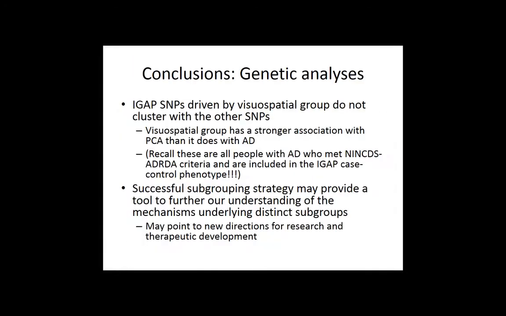So IGAP SNPs driven by the visual spatial group do not seem to cluster with the other SNPs. This visual spatial group has a stronger association with PCA than it does with AD. And this is the point I was just making. They're included in the IGAP case control phenotype. I would argue they have something that's at least AD with an asterisk, very different looking.